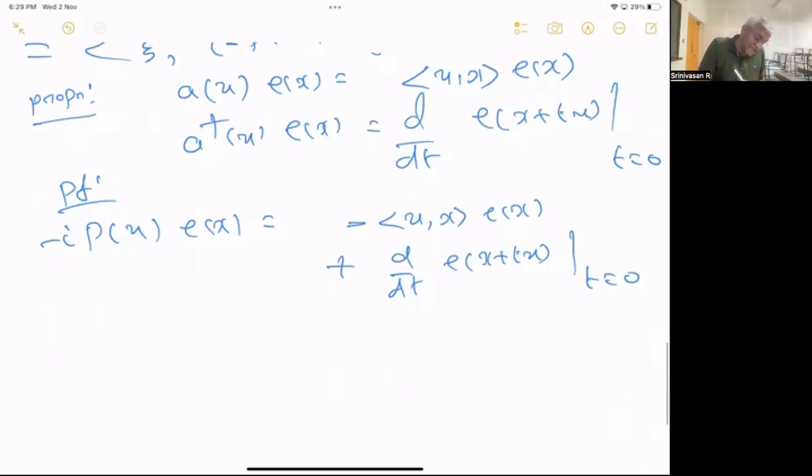And A dagger U acting on any V tensor n is equal to a summation over r equal to 0 to n minus 1, which is just a symmetrization. So what it does is the following. You take the n-particle vector, take an inner product with one of the vectors and bring it down, and keep the other ones. It takes V tensor n to the next vector by attaching this vector.